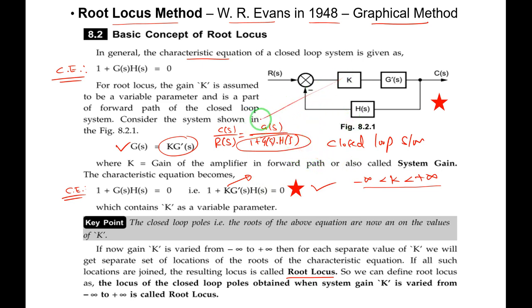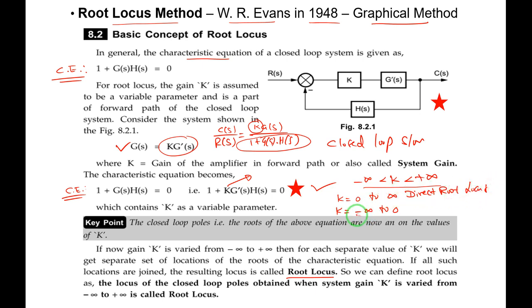So if k is here, it will be K into G dash of s. K is the system gain. It will be coming in the numerator. Okay. I hope you understood. If k is varied from 0 to infinity, only positive values, and if k is varied from minus infinity to 0, right? So 0 to infinity we call the direct root locus. Direct, just the name. If the value of k is varied from 0 to infinity, only positive values, it is the direct root locus.